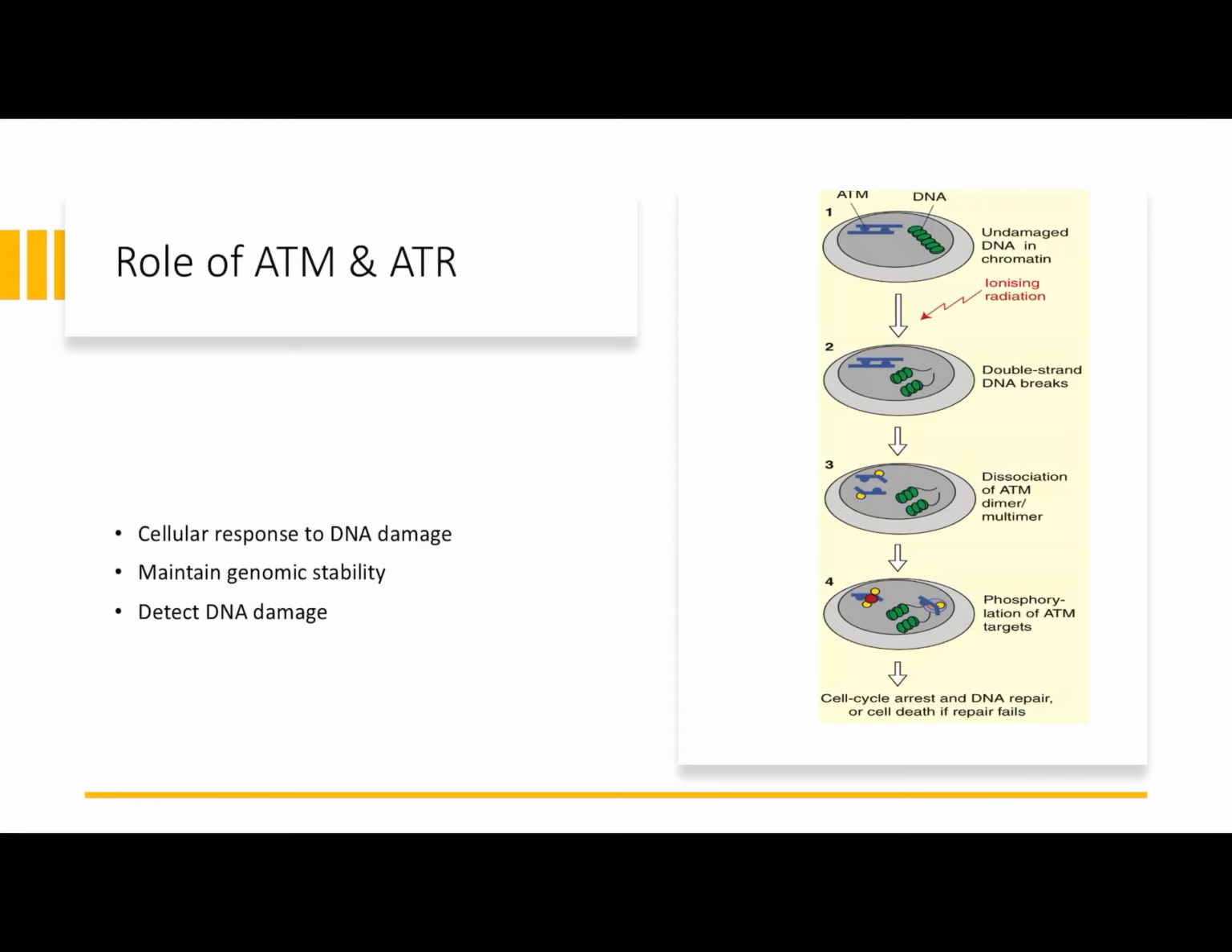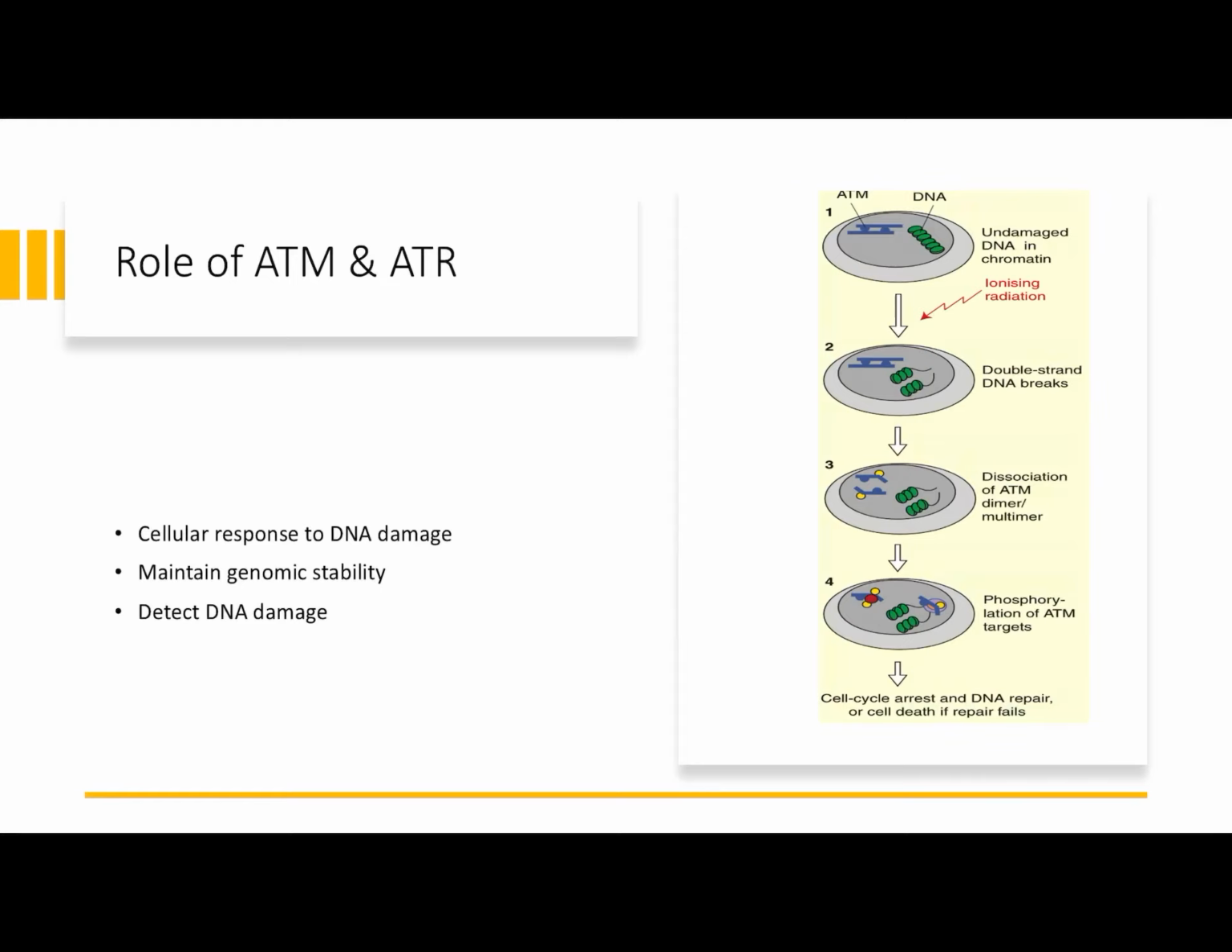So ATR kinase activity is activated primarily in response to a different set of DNA lesions, including those caused by UV light and in response to stalled replication forks. Once activated, ATM and ATR phosphorylate an overlapping set of DNA repair and checkpoint targets. So they basically detect DNA damage, and they both work hand in hand.